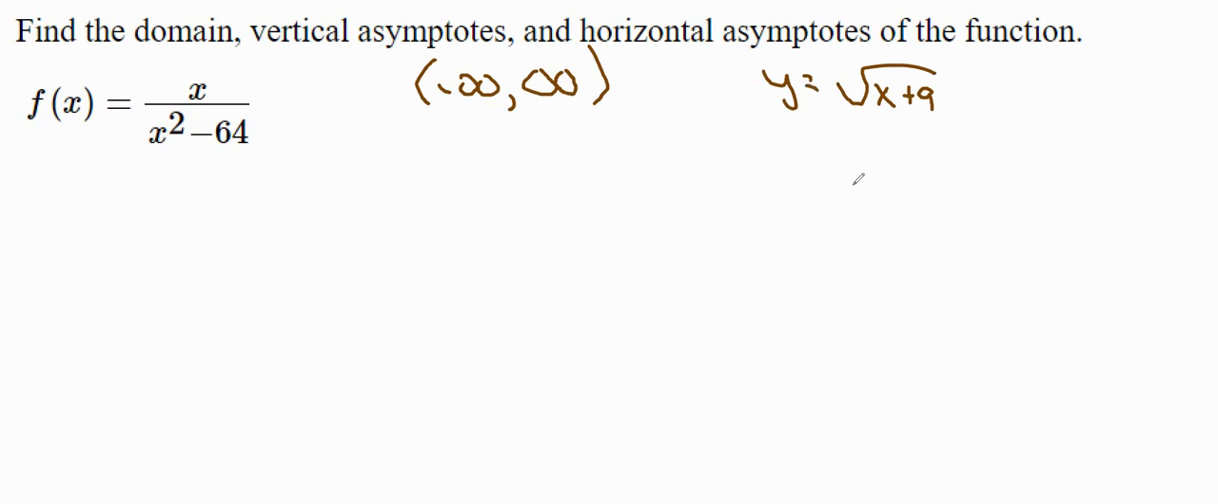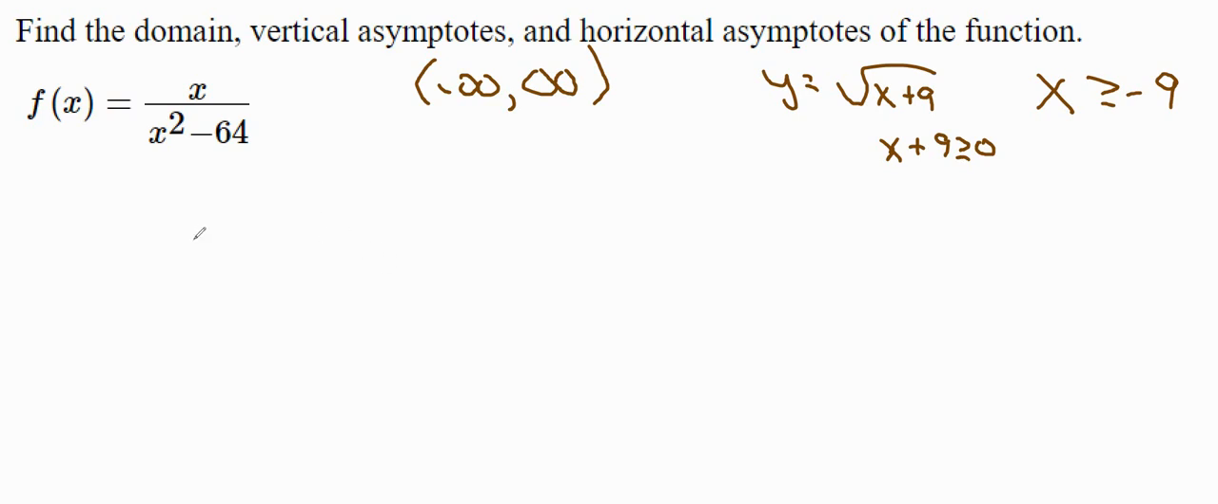So if we had something like y equals the square root of x plus 9, our domain is going to be restricted to values that are negative 9 or bigger, because we would just take x plus 9 and make that greater than or equal to 0, and we would solve that.